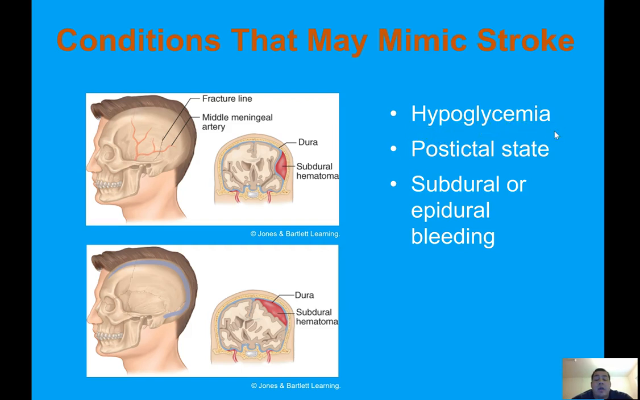The number one thing that's in our protocol is we have to get a blood sugar. We have to make sure the patient's not hypoglycemic. For our county, it's anything below 70. It's going to be considered hypoglycemia.